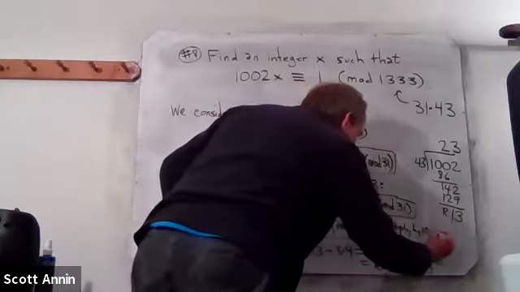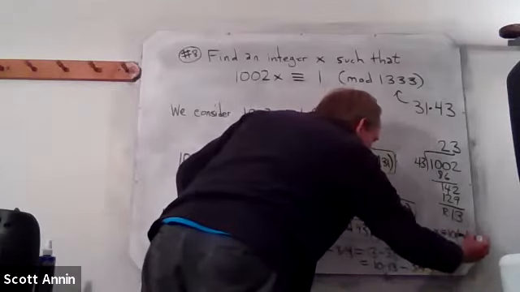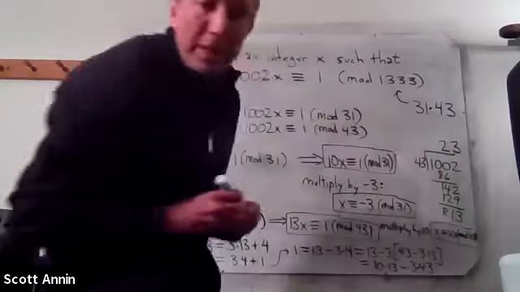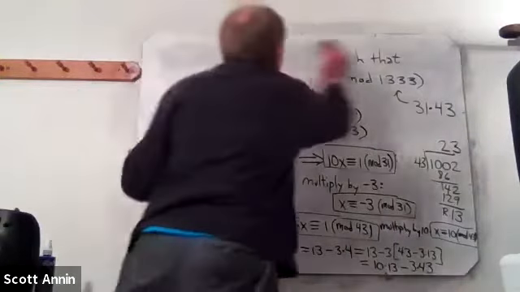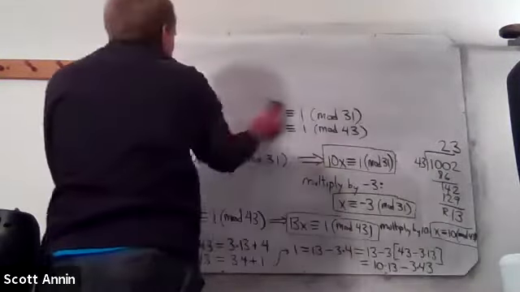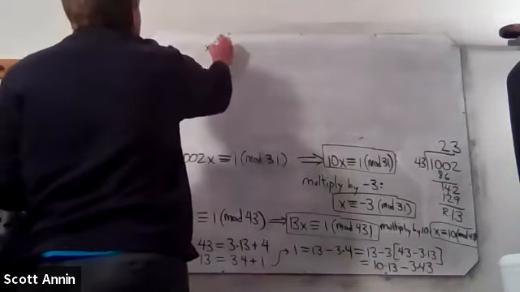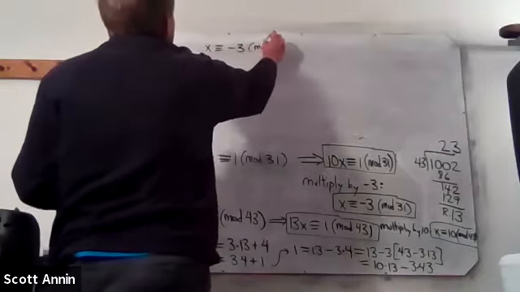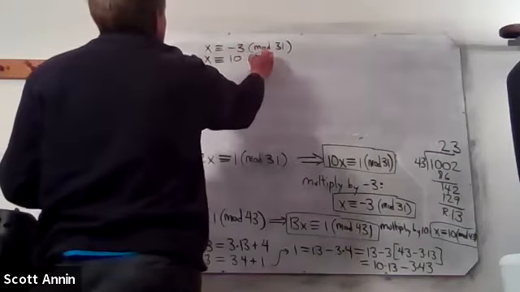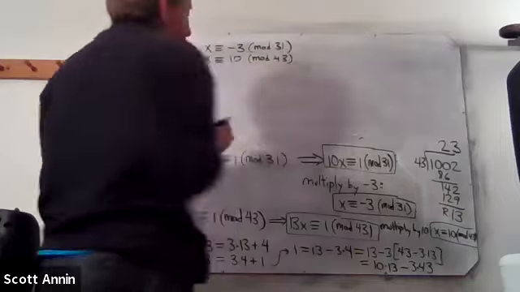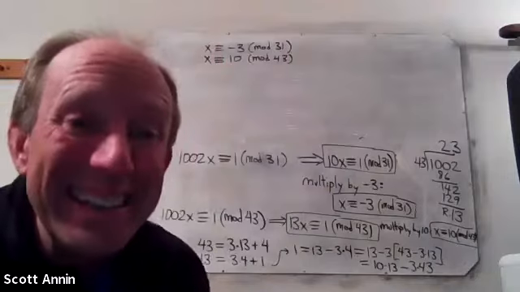Let me see if I can squeeze this over here. X will be congruent to 10 mod 43. It's a little bit tight, but I'm hoping that that's legible. X congruent to 10 in mod 43. Okay, so we now know, let me summarize what we have. We have X is congruent to -3 mod 31, and X is congruent to 10 in mod 43. Okay, how do we solve for X from here?